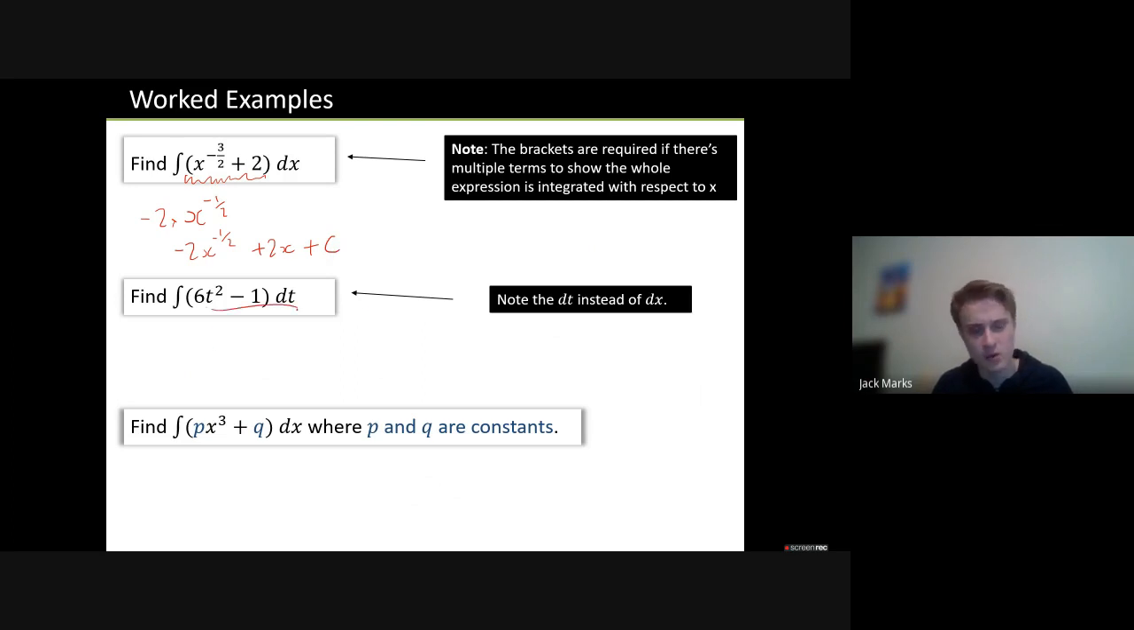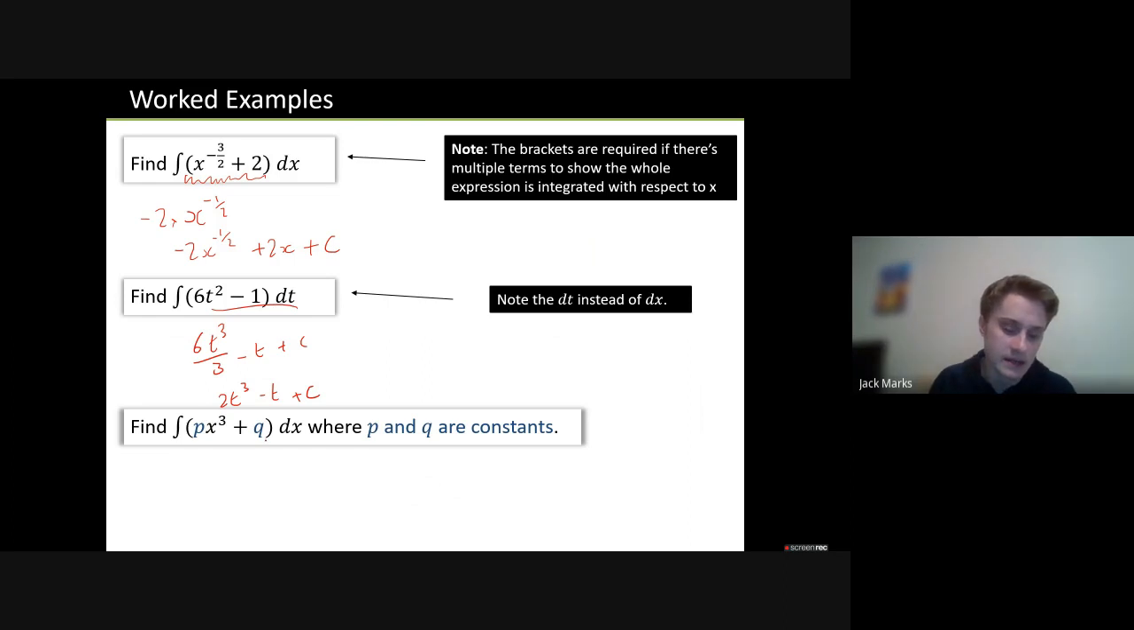Okay, we've talked about how to handle different letters here. So what's this going to be? This is going to be 6t cubed over 3 minus t plus c. Simplify that part there: 2t cubed minus t plus c.